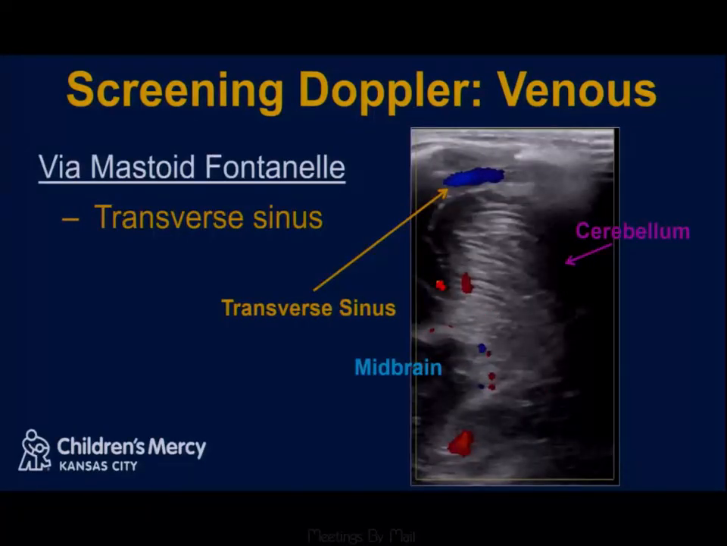The other thing that I recommend you do, that again I don't see routinely done by more community practices, is scanning via the mastoid fontanelle and demonstrating flow within these transverse sinuses. So I've given you the cerebellum and the midbrain here that are labeled so that you can easily find that transverse sinus.